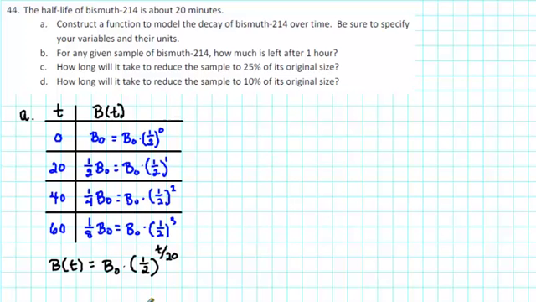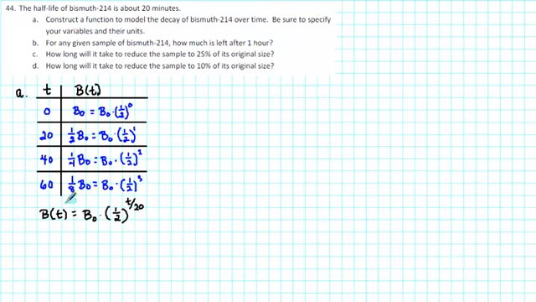For part B, it says for any given sample of bismuth-214, how much is left after 1 hour? Well, 1 hour is equal to 60 minutes, and we already see in our table that after 60 minutes we have 1/8 of the original amount. So we could say that there's 1/8 of the original amount, or if we write 1/8 as a decimal, 1/8 is equal to 0.125, which is 12.5%. So we could also say that there's 12.5% of the original amount.